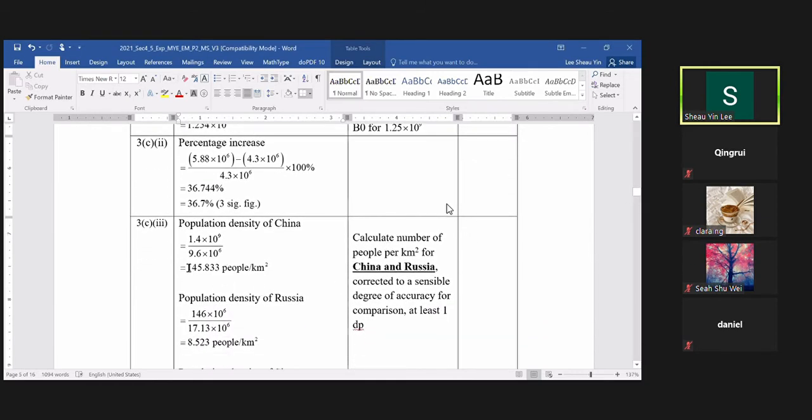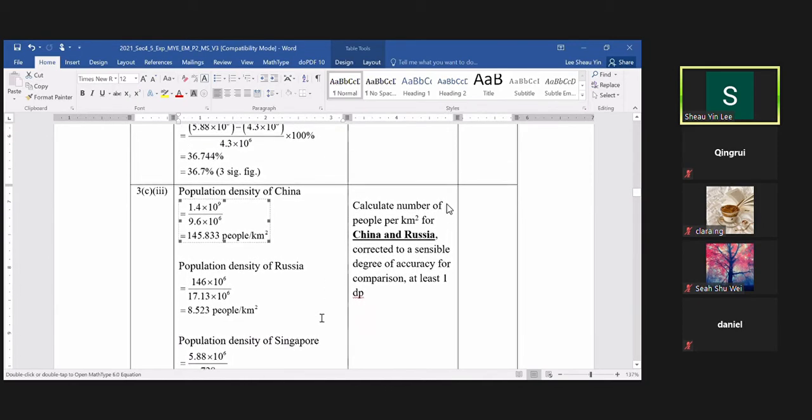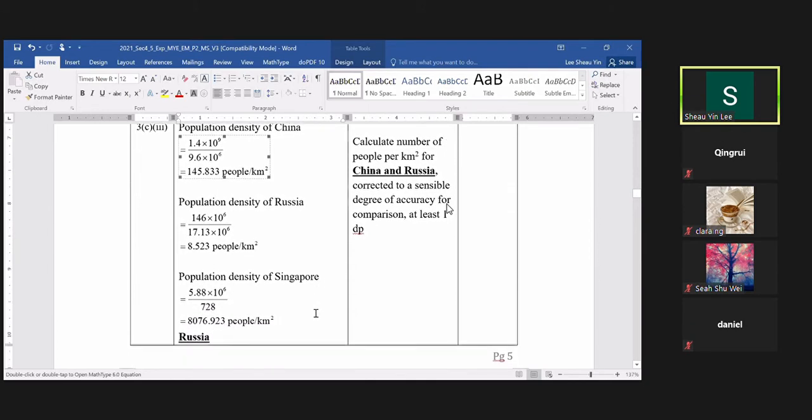You have to find, I want to see 145. The teacher mentioned that as long as I see 145,833 for China and 8,523 for Russia, then you calculate. So I want to see 145,833 and 8,523 calculated already, then the answer is China, Russia, and I will give you the mark.